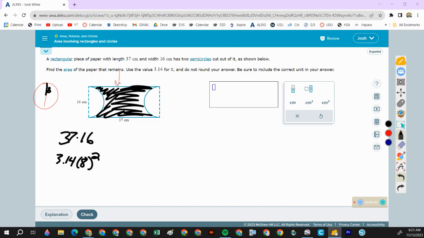So how do I find that area? So I figure out what this is, and then I figure out what this is, and subtract. And that will give me the leftover area. So we take the rectangle and we cut out the semicircles, and then we subtract to find the remaining piece.